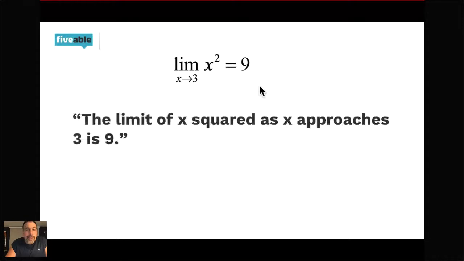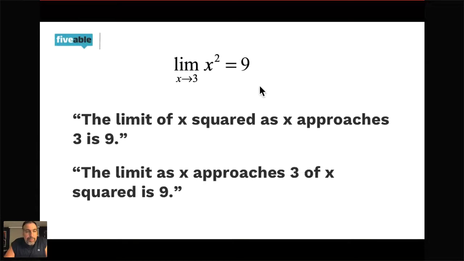So let's talk about how we read this notation if it's new to you. The way it's read is the limit of x squared as x approaches 3 is 9. You could also switch it around. You could say the limit as x approaches 3 of x squared is 9. Both of them are correct ways to say it.